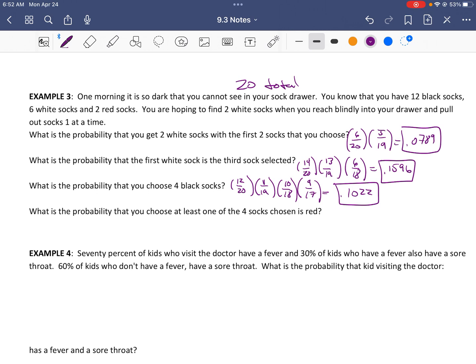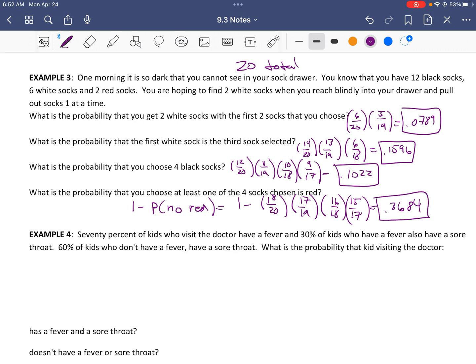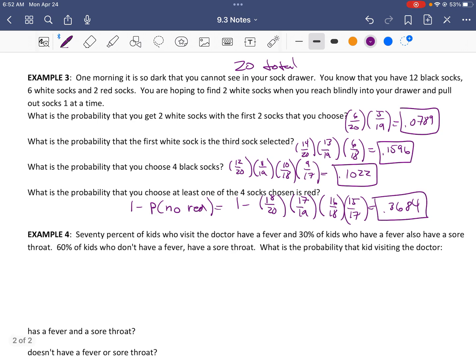And the last sock question. What is the probability that at least one of the 4 socks chosen is red? Okay, I'm going to do the opposite. I'm going to do 1 minus the probability that none of them are red. It's much easier. So 1 minus no red, no red, no red, no red, 0.3684. Choosing 4, at least 1 is red.